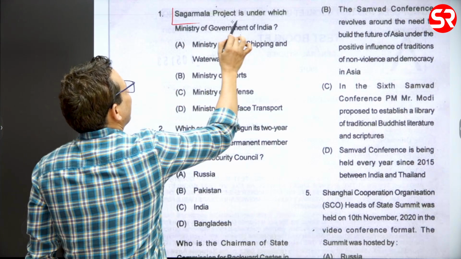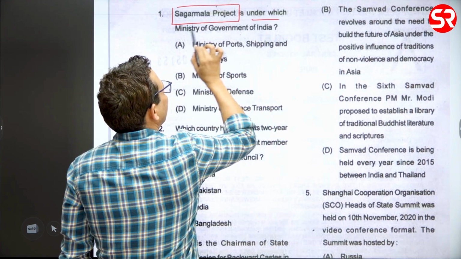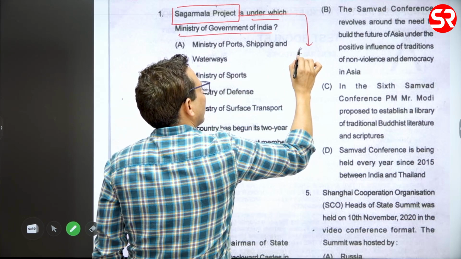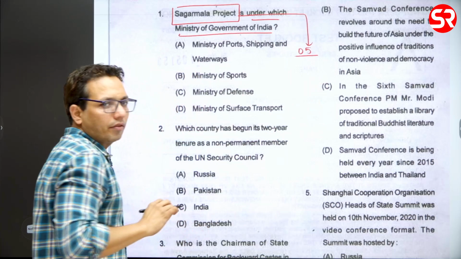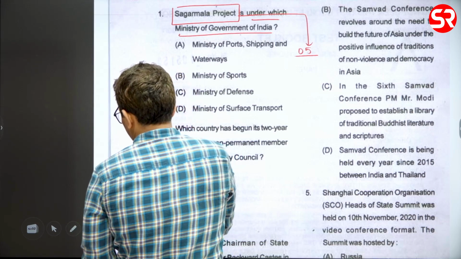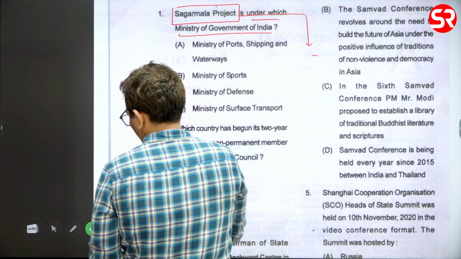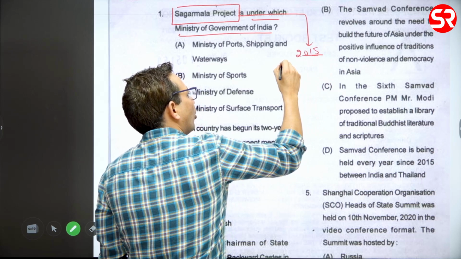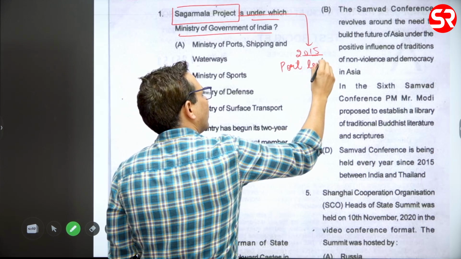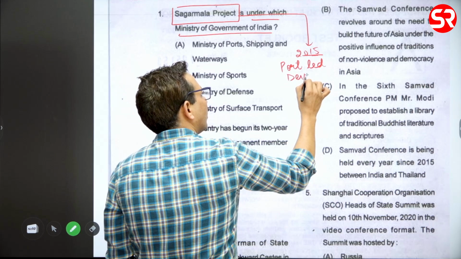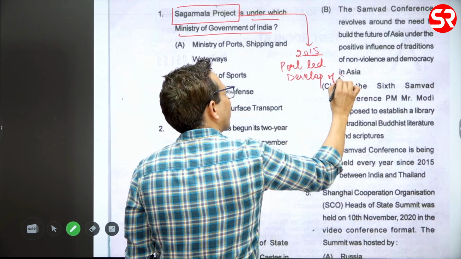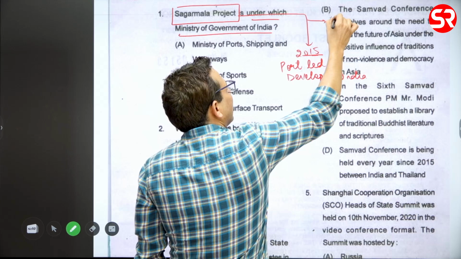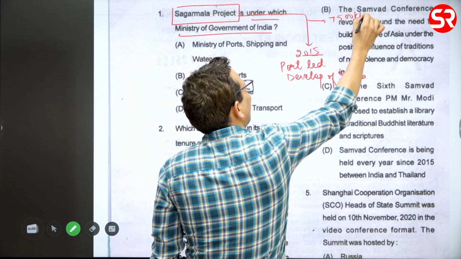First question is Sagarmala project. Sagarmala project is under which Ministry of Government of India? Look, Sagarmala project was brought in the year 2015, for port-led development of India. And here we want to exploit or use our 7,500 kilometers long coastline.